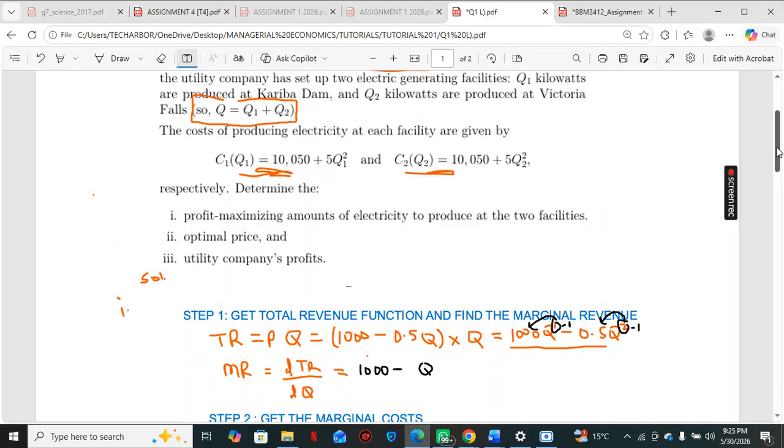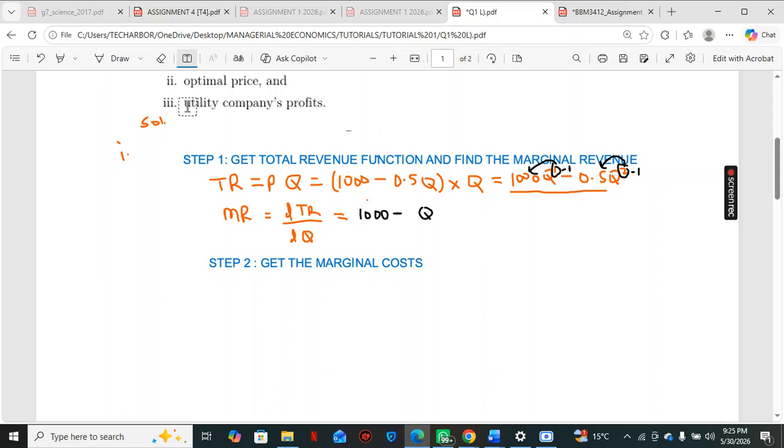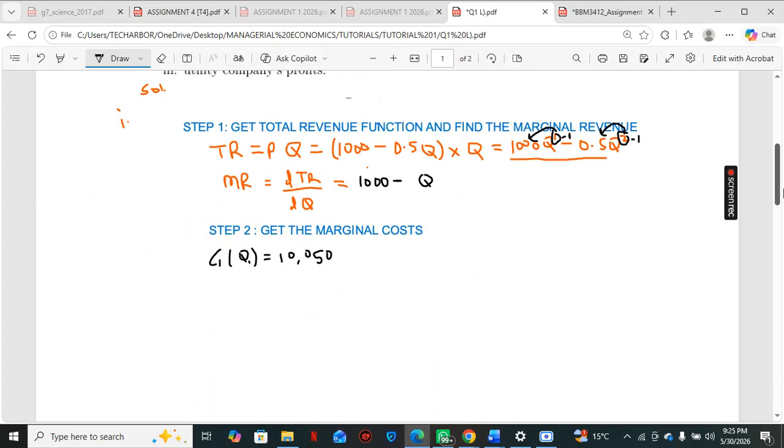So here we have our cost functions, okay? So we're going to say this C1, Q1. Since these are identical cost functions, what happens to one function is going to happen to the other function. So you're going to say C1, Q1 equals 10,050 plus 5Q1 squared.